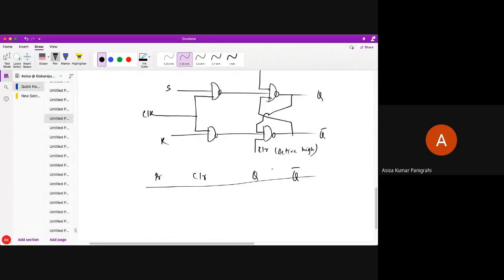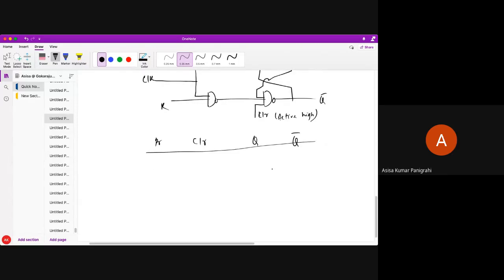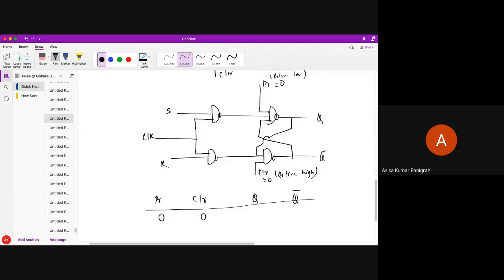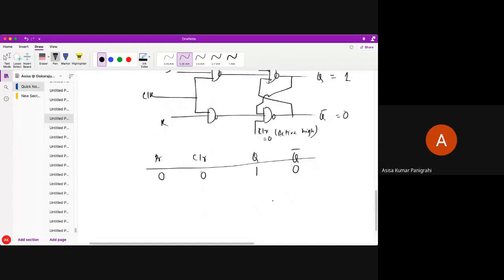In order to do that, I have to check my preset and clear, which have been given to me. In the question, preset is active low and clear is active high. So according to that, I am going to work now. Let's say preset and clear are 0 0. Preset is 0 and clear is 0. Obviously this preset is active low, which makes my q equal to 1, and q bar equal to 0. So this gives the initial set condition of my flip flop.